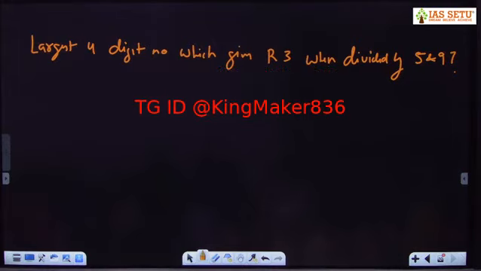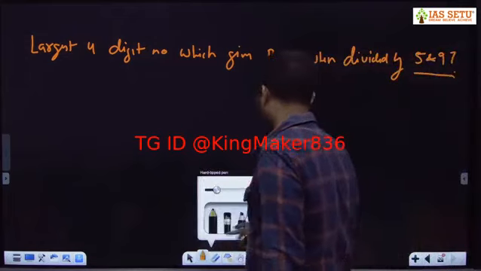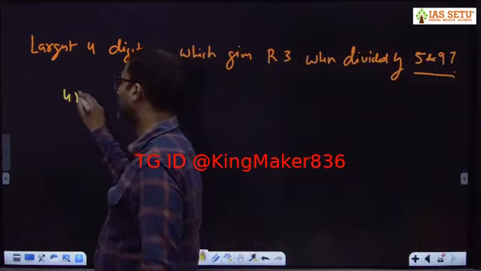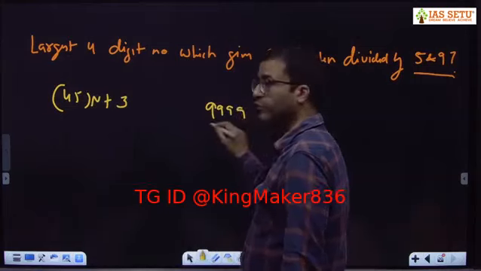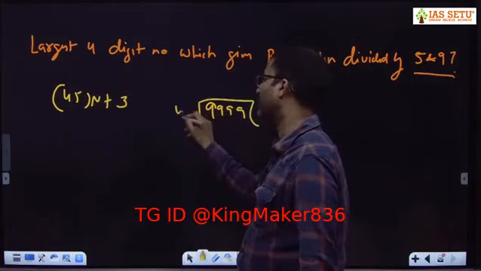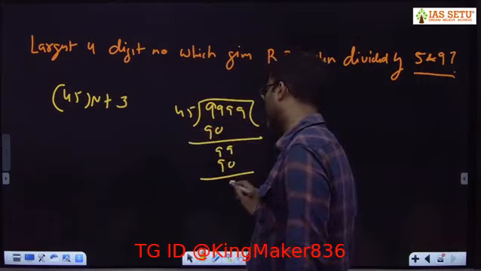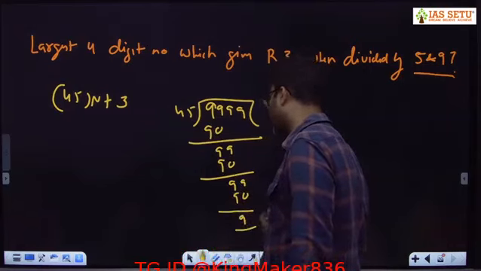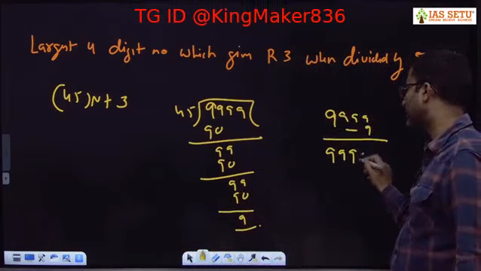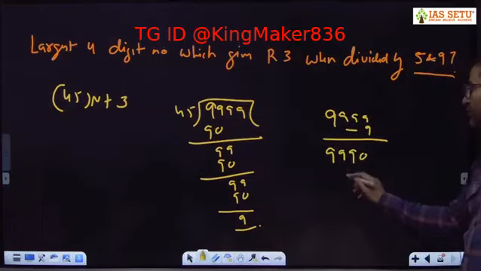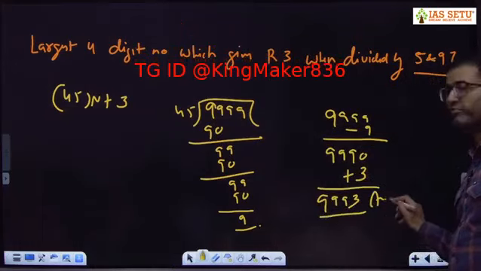Then 9993. What is the LCM of 5 and 9? 45. So we are looking for multiple of 45 plus remainder 3. So we have largest 4-digit number 9999. We divided by 45. 45 to the 90. Here 90, 99, 90, remainder 9. It means this is 9 chocolate extra. 9990 is exact multiple of 45, but you need remainder 3. The answer is 9993 is your required answer.